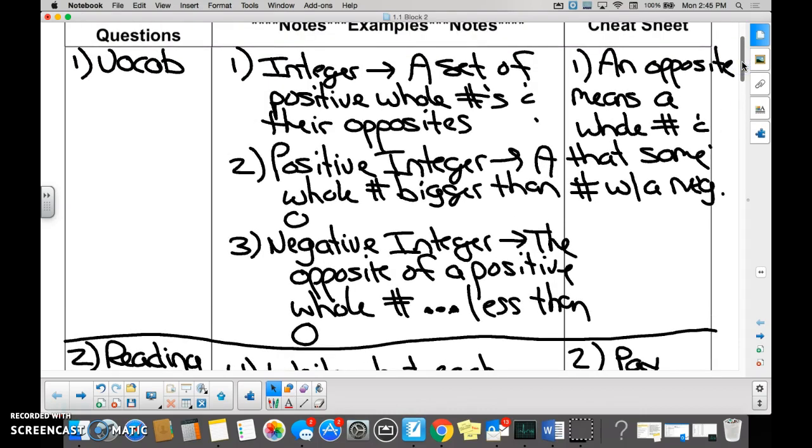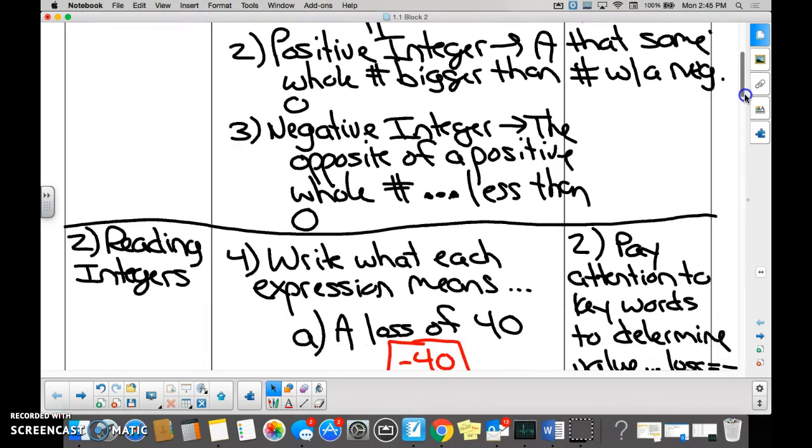A cheat sheet idea. So this is what we summarized it all with. I'm not always just going to read the cheat sheet ideas, but an opposite means a whole number and that same number with a negative sign. So an opposite means you take a whole number and that exact same number and put a negative in front of it. Okay? Reading integers.